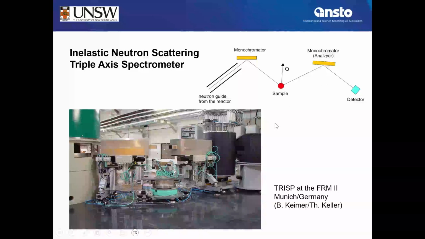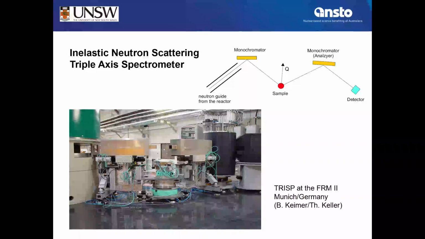Both monochromator and analyzer are Heusler crystals, so only one spin component can be reflected. The sample is magnetic, so the nuclear part of the signal will remain spin up, and the magnetic part will make a spin flip. Let's say incoming neutron spin up, spin flip, and now analyzer.